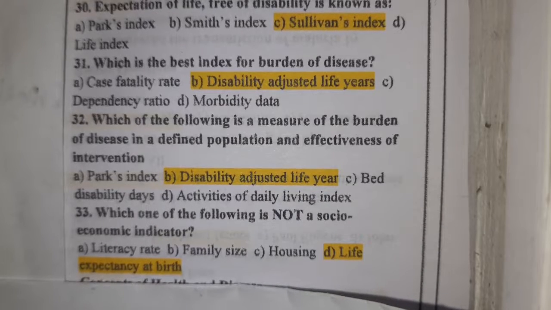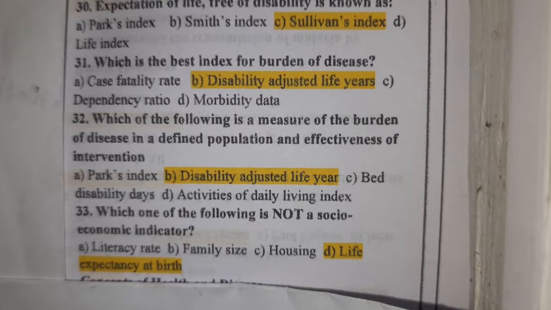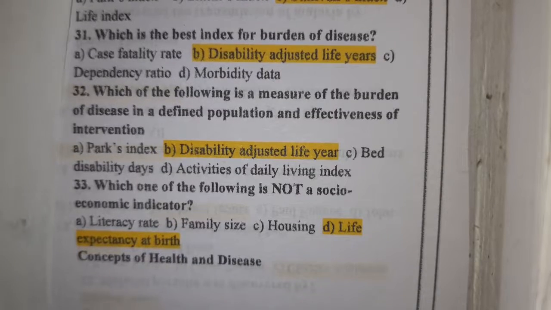Next question. Which of the following is not a socio-economic indicator? Life expectancy at birth is not a socio-economic indicator. Socio-economic indicators are given by the mnemonic HE FLAGGED. They include housing, family size, literacy rate, available per capita calorie, GNP per capita, growth rate, unemployment level, and dependency ratio. Life expectancy at birth is not a socio-economic indicator.